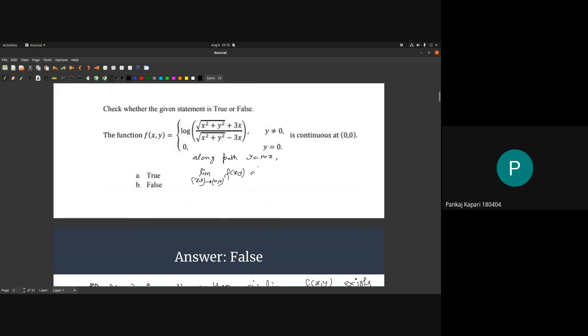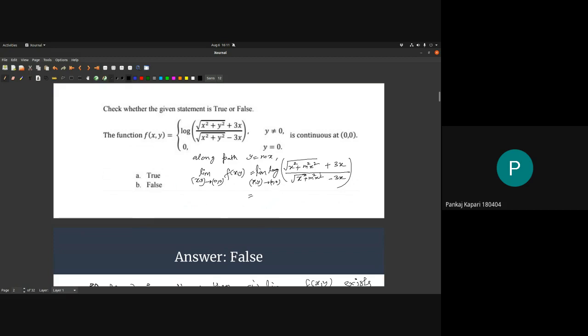Because you put y equal to mx, right? Because we are fixing that y is mx. We are approaching the origin through straight lines. So it will be log of x square plus m square x square under root, plus 3 times x, divided by x square plus m square x square root minus 3 times x. This is the limit as (x, y) goes to (0, 0), right?